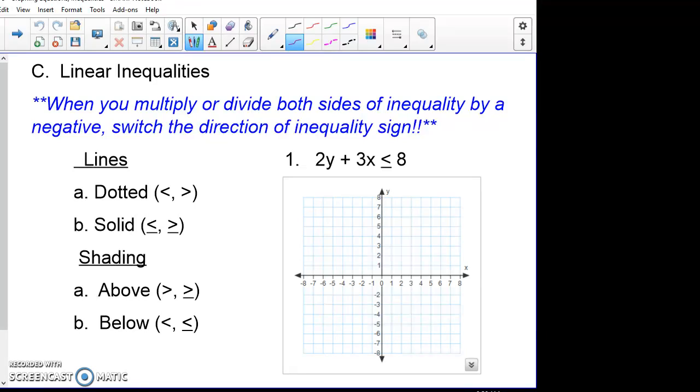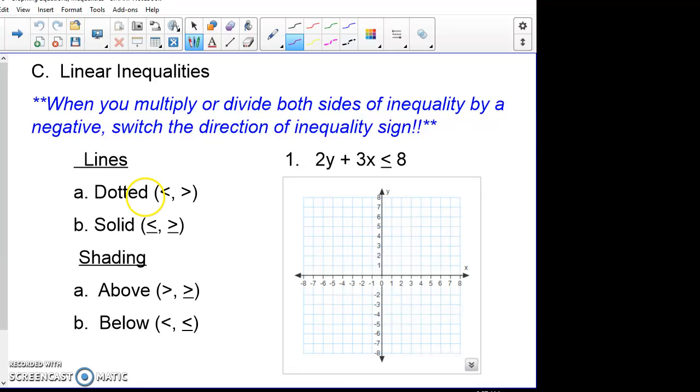The first thing that we need to remember when we are talking about inequalities is anytime you multiply or divide by a negative, we need to reverse the direction of our inequality sign. The same thing is true here with our linear inequalities as well. We're also going to take similar concepts to what we did with our inequalities with the inequality sign itself. The first thing that we need to acknowledge is the type of line that we're going to draw. And again, it's based off of that sign.